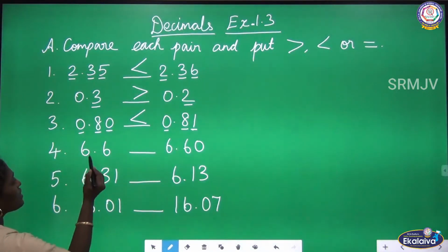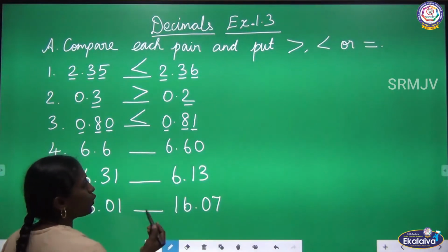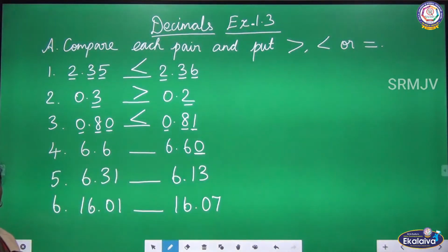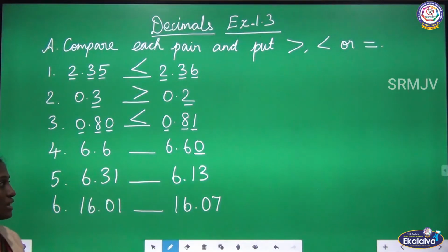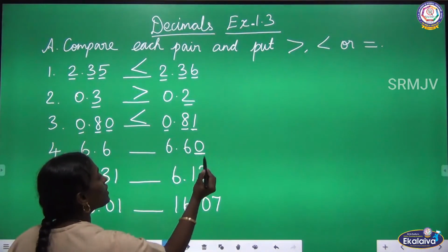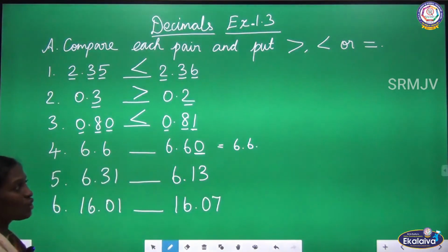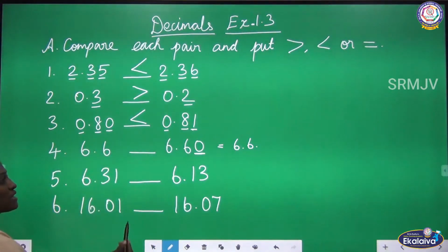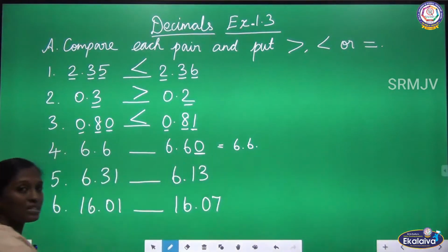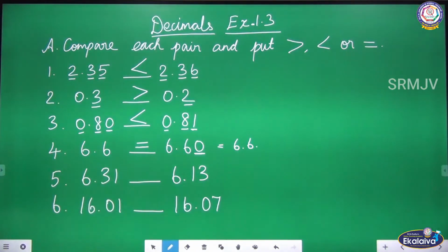See the next one, 6.6 and 6.60. If the decimal number has 0 in the last place, there is no value for that 0. So the value of 6.60 is 6.6 only. Okay. So here also we are having 6.6. The value of 6.60 is also 6.6. So these two decimals are equal.